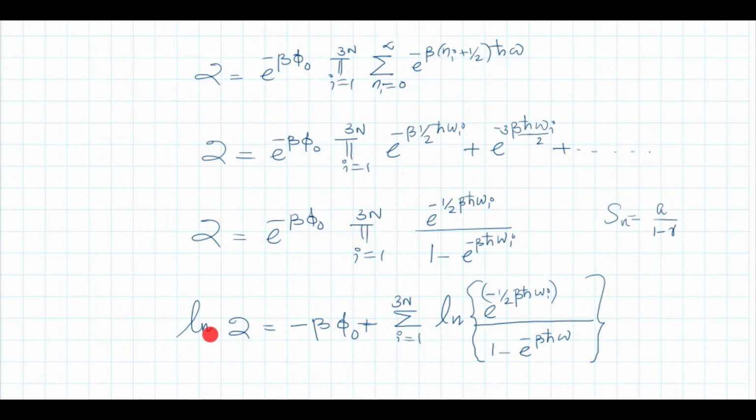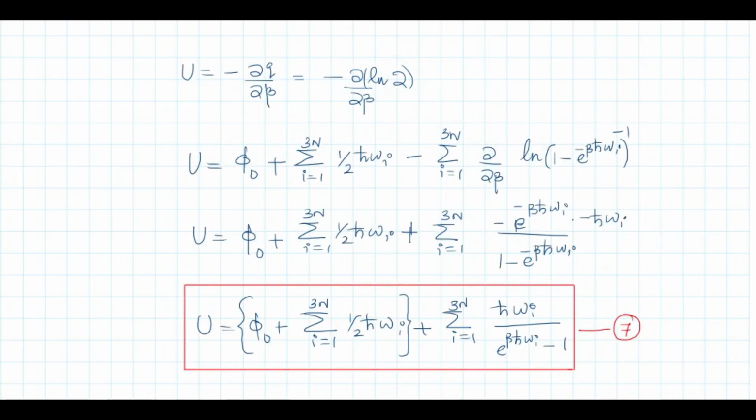Now take the logarithm. Log zeta is minus beta phi naught plus, logarithm of a product is sum of logarithms. So this product will again be a sum, sigma i equal to 1 to 3n logarithm of e raised to minus half beta h cut omega i divided by 1 minus e raised to minus beta h cut omega i.